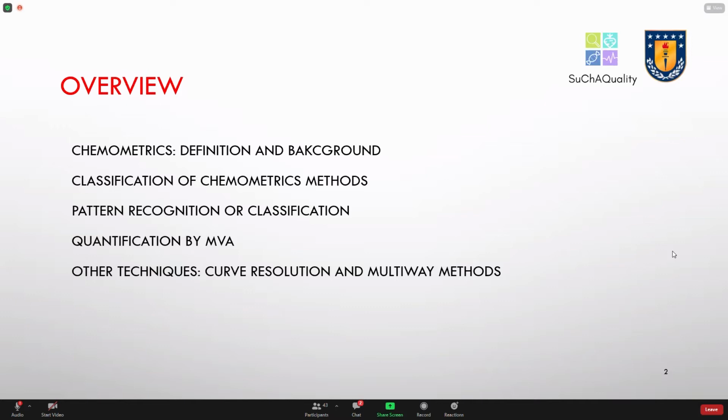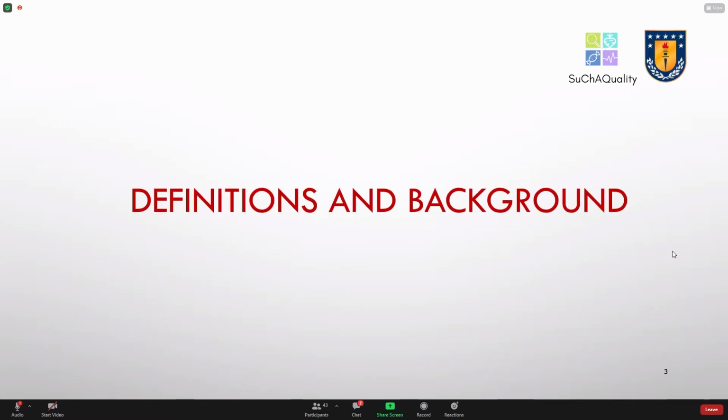So I will start my presentation talking about the definition and some background of chemometrics. Then we will see some classification of chemometrics methods, because chemometrics methods can also be classified. One kind of methods in chemometrics are called pattern recognition or classification methods. And then we will see some quantification applications of multivariate analysis, and other techniques like curve resolution and multi-way methods, to see the breadth of the variety of methods that we can use.